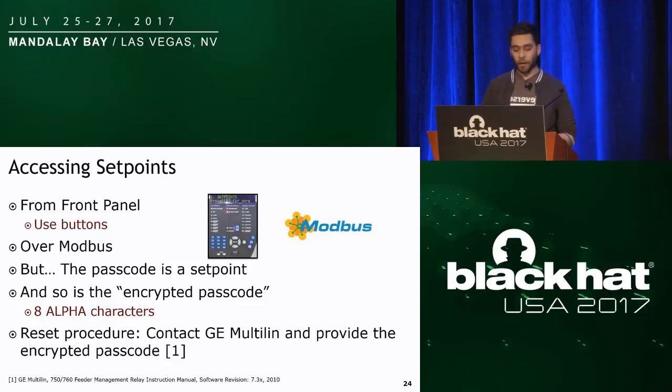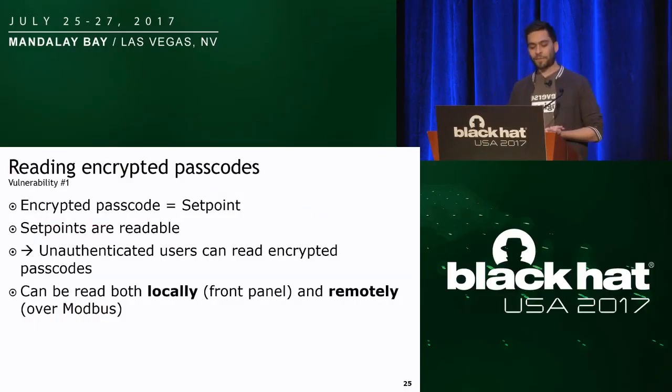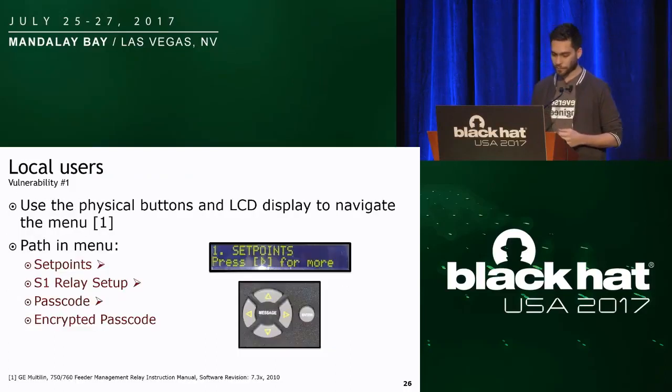Another interesting thing we found in the relay's manual is the reset procedure. In case you forget your passcode or you lose it, you could contact General Electric Multilink, provide them your encrypted passcode, and they would give you back your passcode. Now, remember at this point that the encrypted passcode is a set point, and the set points are readable by anyone. So essentially, that means that any unauthenticated user can extract the ciphertext, the encrypted passcode. You can do that either locally from the front panel or remotely over Modbus. And that's the first vulnerability we identified in this device, that anyone without any authentication can extract the ciphertext.